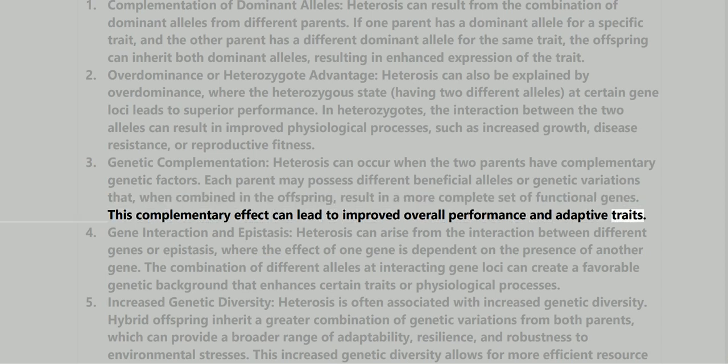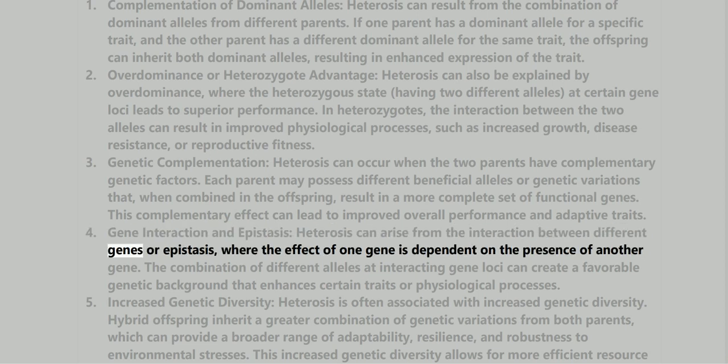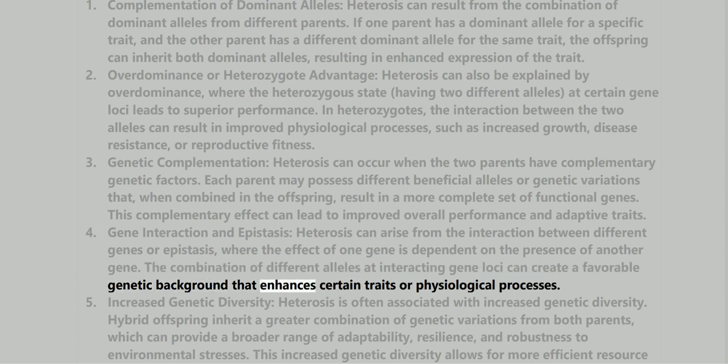4. Gene interaction and epistasis. Heterosis can arise from the interaction between different genes, or epistasis, where the effect of one gene is dependent on the presence of another gene. The combination of different alleles at interacting gene loci can create a favorable genetic background that enhances certain traits or physiological processes. 5. Increased genetic diversity.